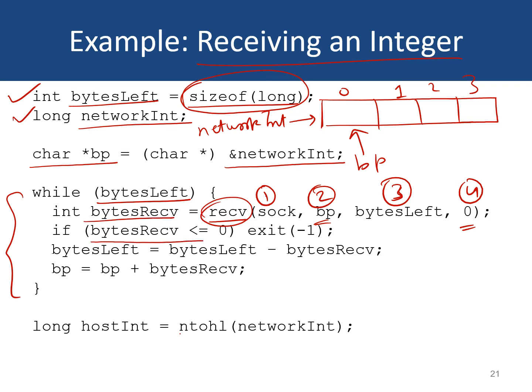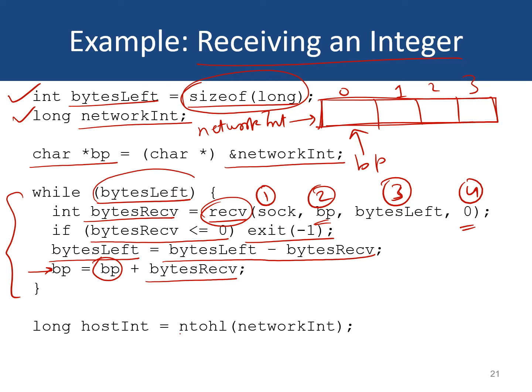The return value of the receive function will be stored in this integer bytes received. If the number of bytes received is less than or equal to 0, essentially this is negative, then there is an error in receiving the message, and we will terminate the program. If bytes received is greater than 0, then we have received some part of the integer at least. So now we will update the number of bytes left as bytes left minus bytes received, and we'll advance this buffer pointer to the next available spot inside our buffer network int by adding bytes received to its current value.